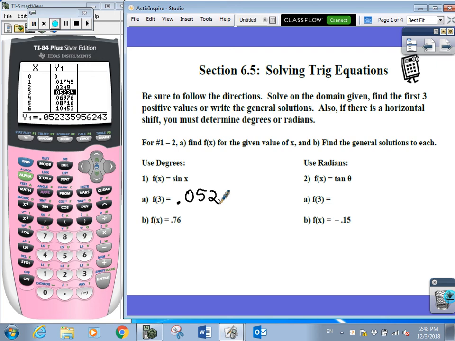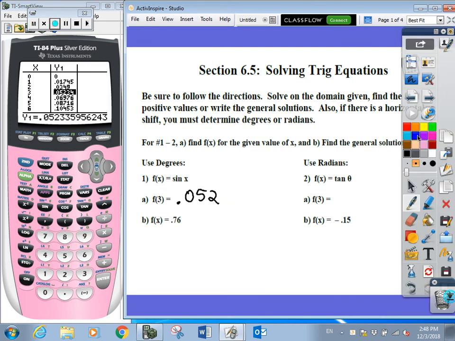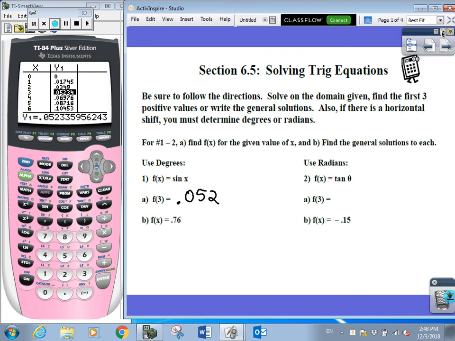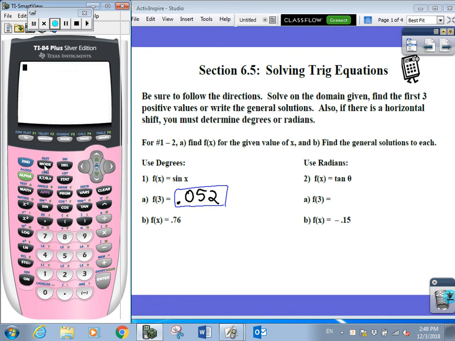Where's the only place degree signs ever will be? On the x value. Is this an x value? No, this is the y value. Y values are a value always. The x-axis is the only place that could be degrees or radians. So it's just 0.052. If I were to just hit sine 3, enter, I get the exact same answer, as long as you're in the right mode. If you're not in the right mode, you're not going to get the right answer.